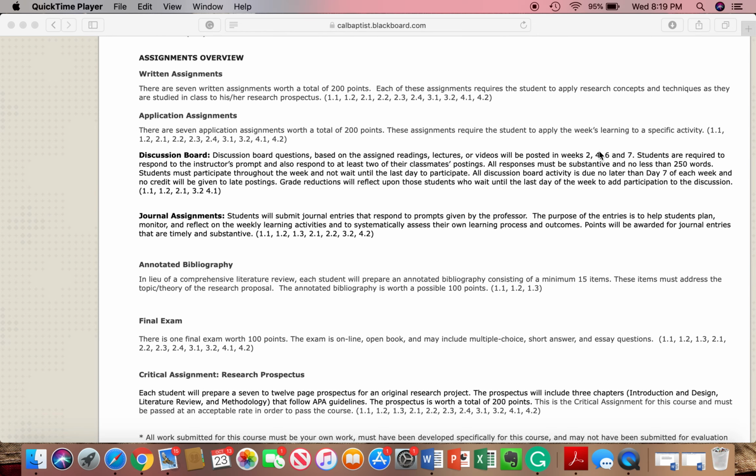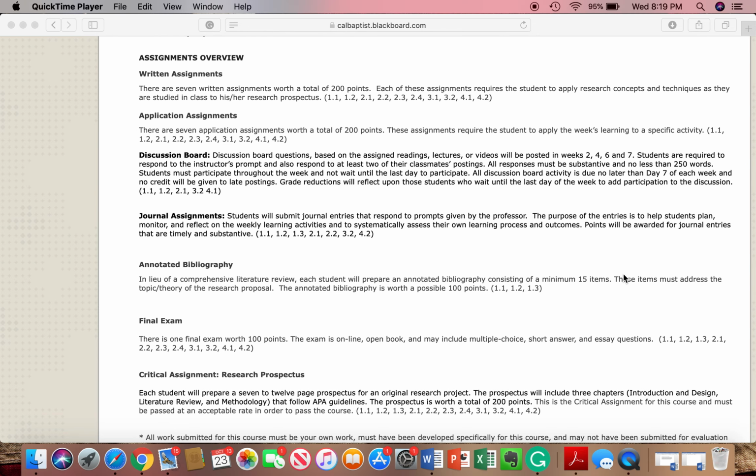But let's talk about what we have here. So we have some written assignments. There are 7 written assignments that we're going to have. Then there are some application assignments. Application assignments are a more fancy word for quizzes. So you're applying the information that you read in a quiz form. Then there are some discussion boards.